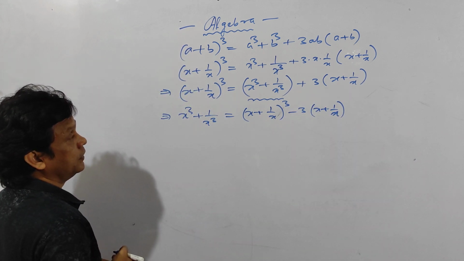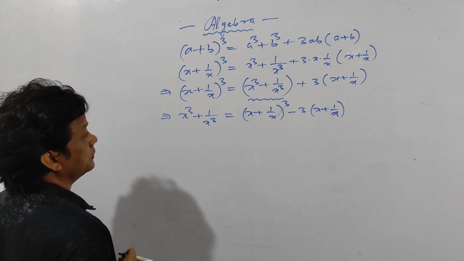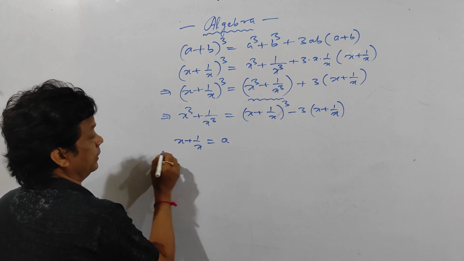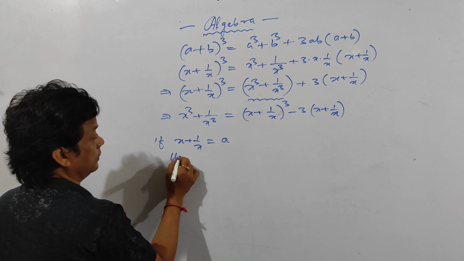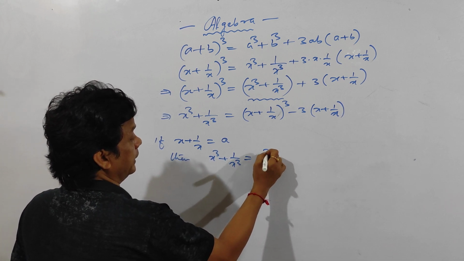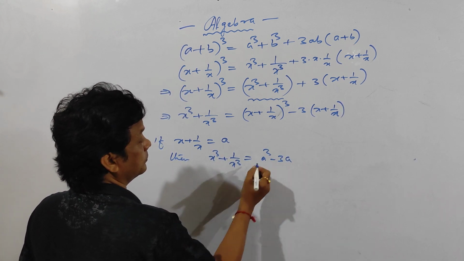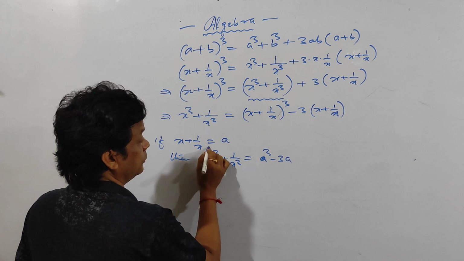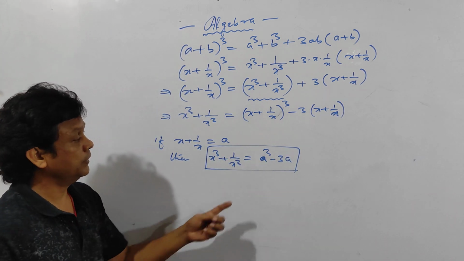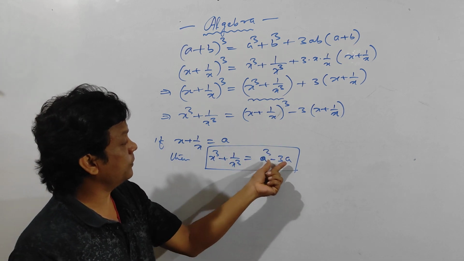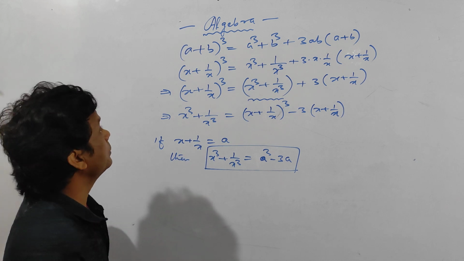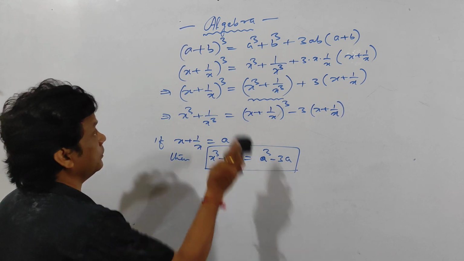Here, so if I take x plus 1 by x is equal to a, then x cube plus 1 by x cube, your formula becomes a cube minus 3a. This is your formula, this is your trick. x cube plus 1 by x cube is equal to a cube minus 3a. Where what is a? a here is x plus 1 by x. So I am writing the formula here, then you will see its application.